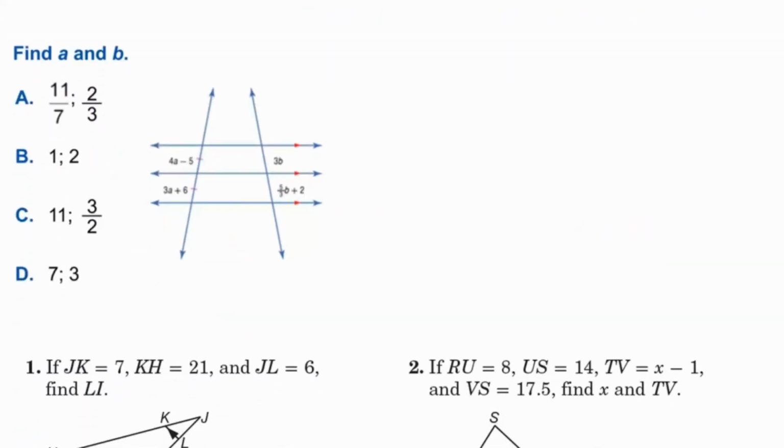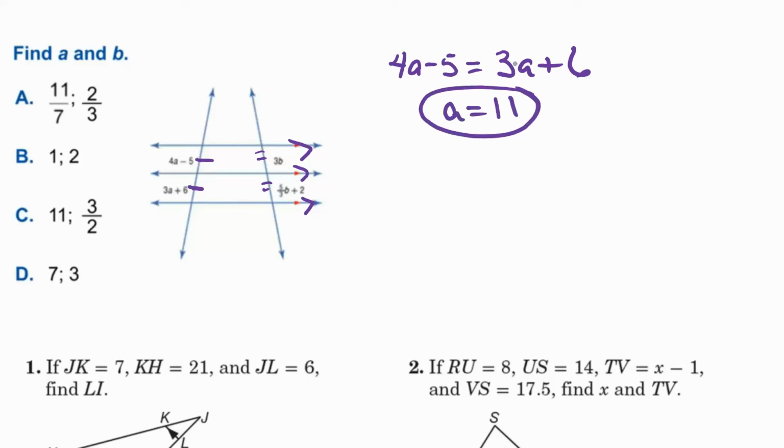We want to find a and b. We're told that these 3 lines are parallel to each other and that one transversal is cut into 2 congruent segments, which means the other one is also cut into 2 congruent segments. Setting up for a, we have 4a minus 5 equals 3a plus 6. So a equals 11.